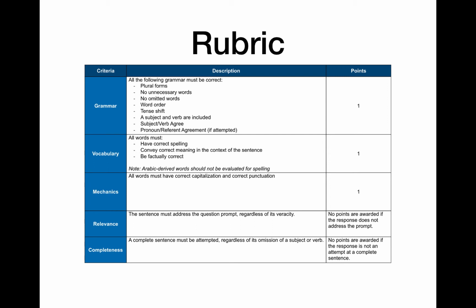For completeness, the rubric says that a complete sentence must be attempted, regardless of its omission of a subject or verb. No points are awarded if the response is not an attempt at a complete sentence. So the response may be relevant, they may use correct mechanics, vocabulary, and grammar, but if the marker does not feel that it is an attempt at a complete sentence, then that sentence will be rewarded 0 points.